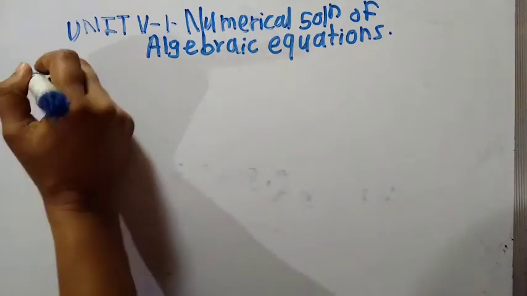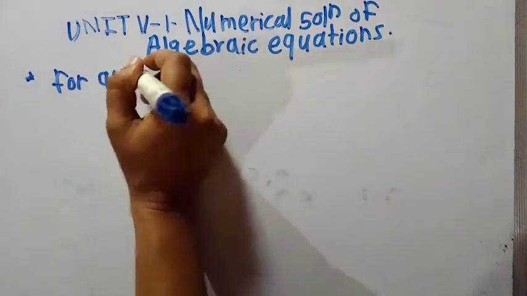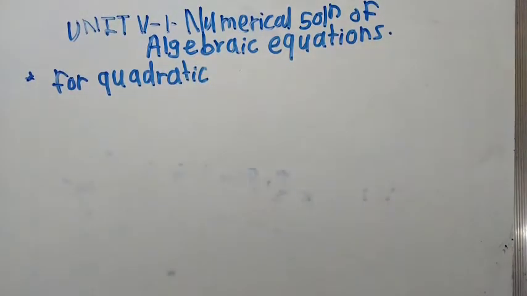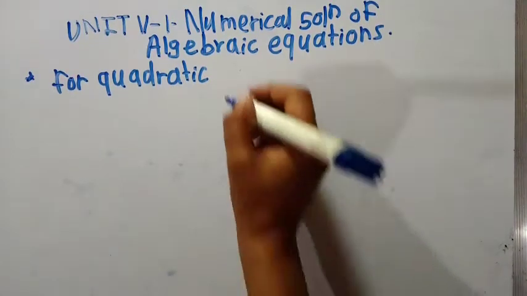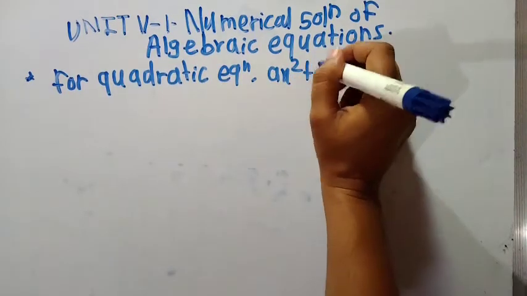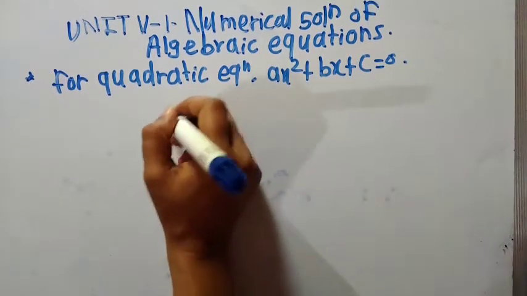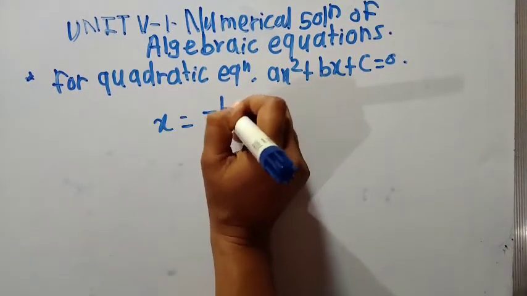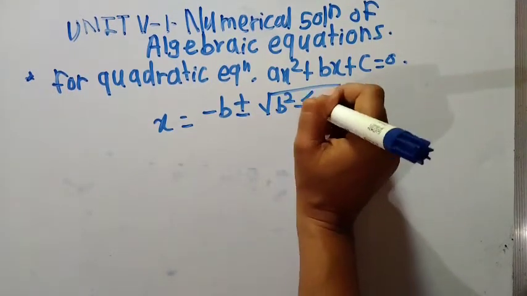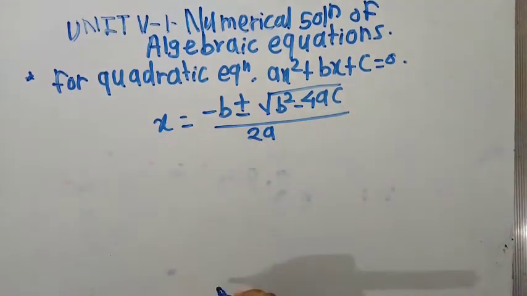So first is, for example, for quadratic equation, ax square plus bx plus c, which is equal to 0, x is equal to minus b plus or minus square root of b square minus 4ac divided by 2a.